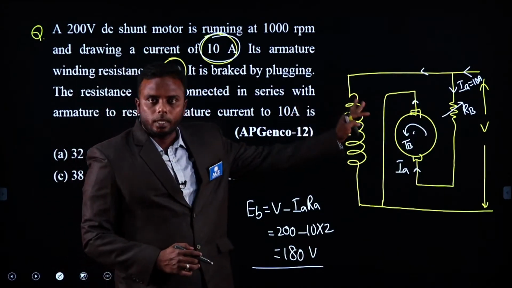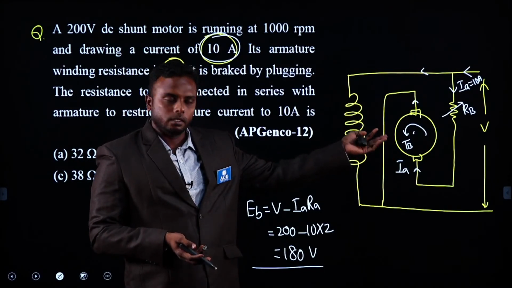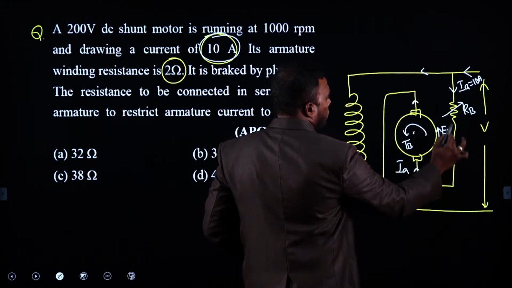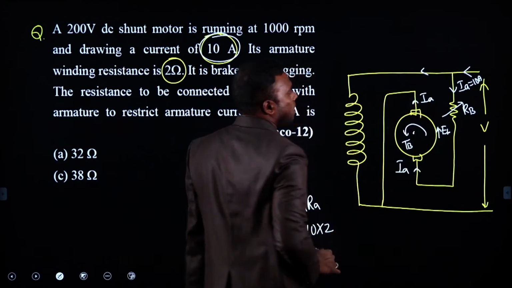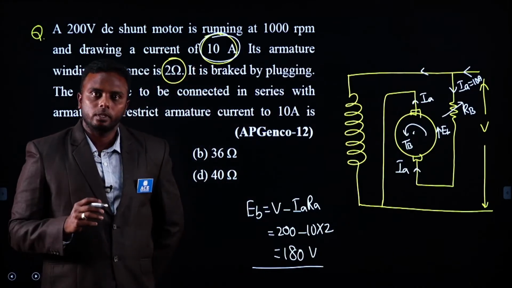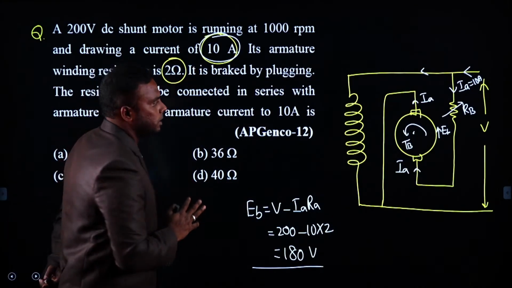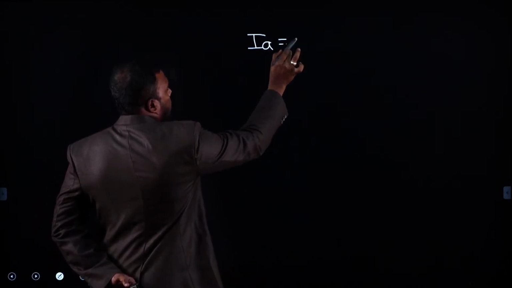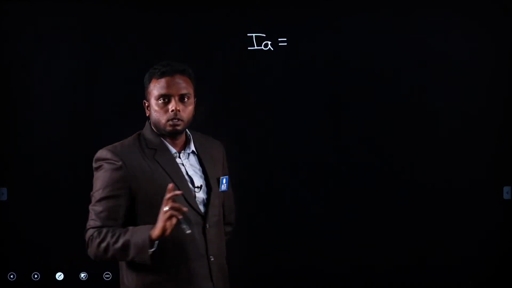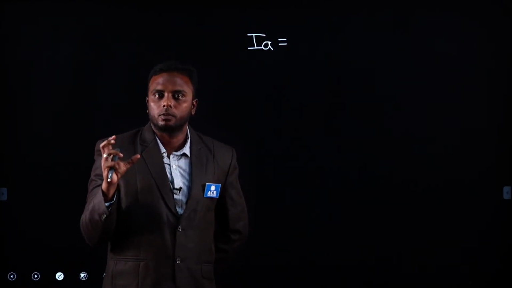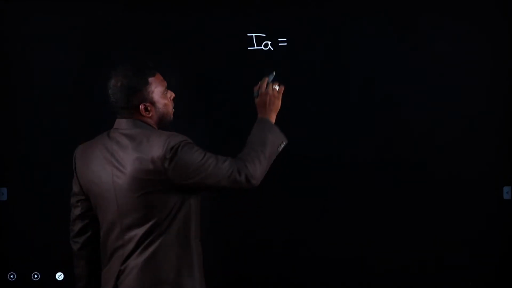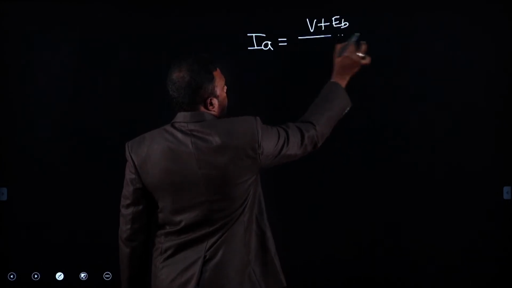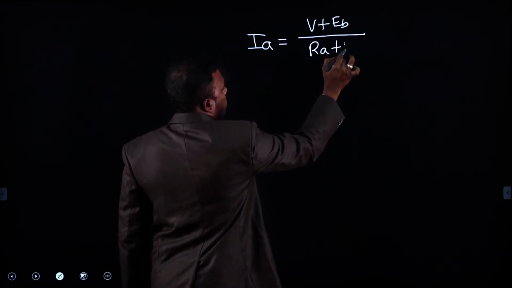This is 180 volts. This is the back EMF. Now at the instant of plugging, EB remains the same. It won't change immediately. And a current will flow in reverse direction in the armature, IA. And we have to find out how much resistor to be added to limit the current to 10 amperes. Now, what is the armature current equation during plugging? The two equations you should remember for dynamic braking and also for plugging: for plugging, the armature current is V plus EB divided by RA plus RB.